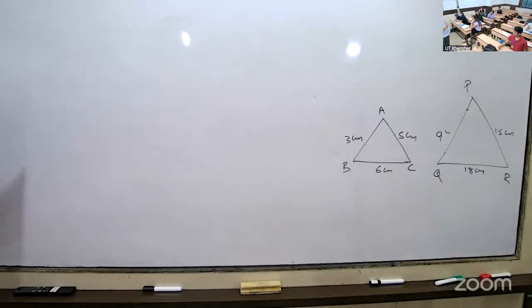Are you followed? What does SAS similarity say? Two pairs of sides are proportional and the included angles are equal, then the two triangles are similar. Are you followed, all of you? Anaka, to apply SAS similarity, what should be given?